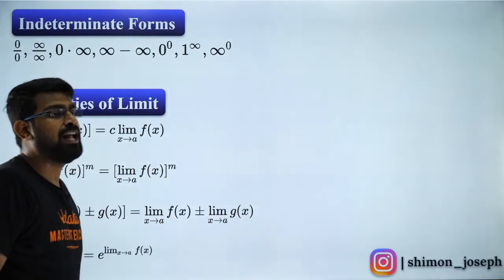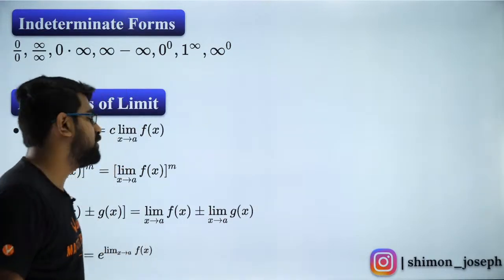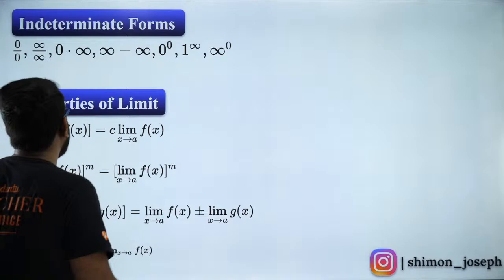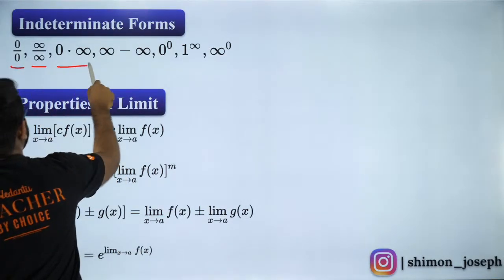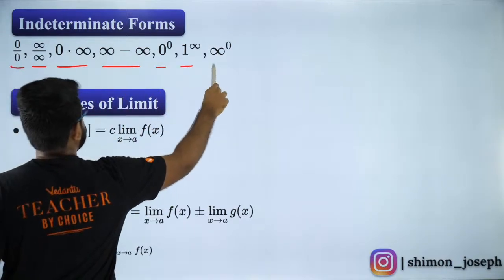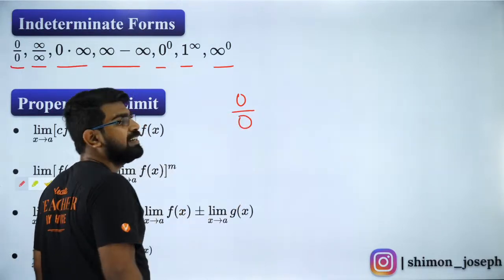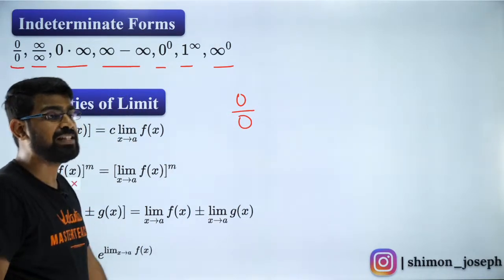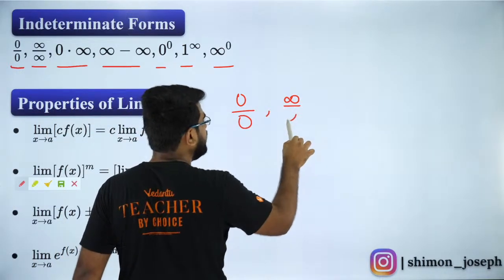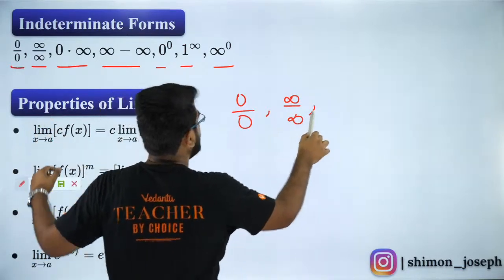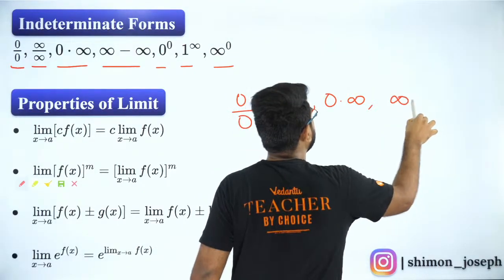But before that, let me show you what all the indeterminate forms are. So people, there are totally 7 indeterminate forms which are written over here. 1, 2, 3, 4, 5, 6, 7. So 0 by 0 is not determinable, so it is called an indeterminate form. And nobody knows what infinity by infinity is. Nobody knows what 0 into infinity is. Nobody knows what infinity minus infinity is.